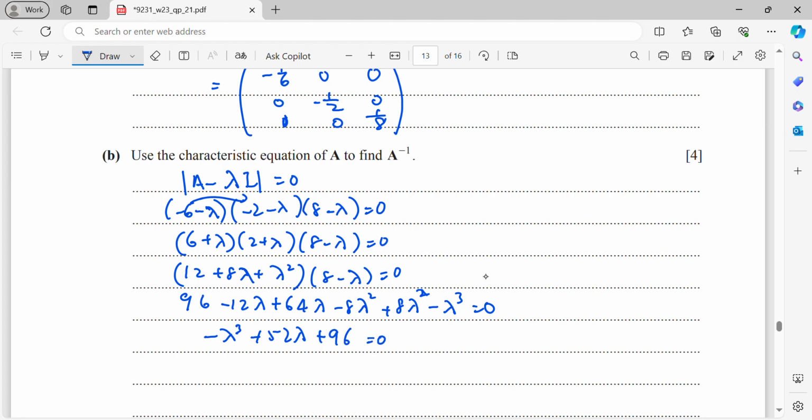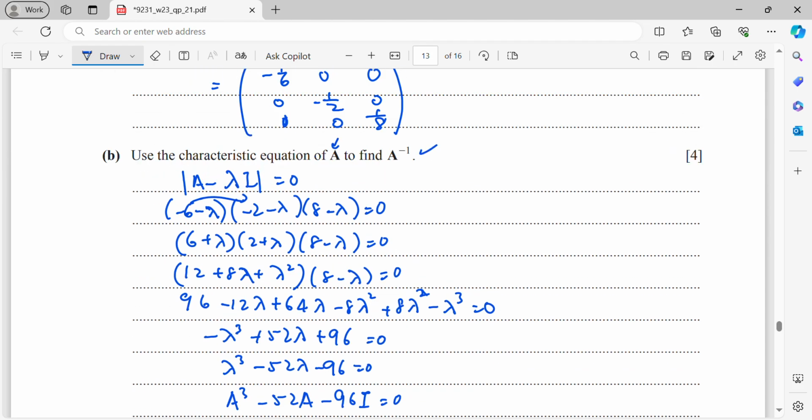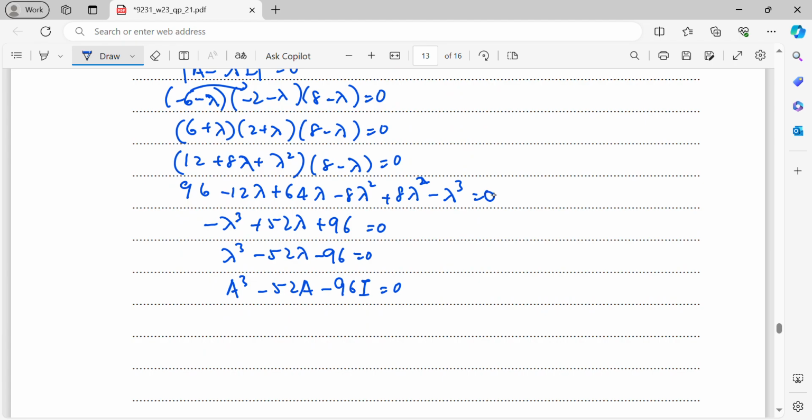Okay, now I can just multiply the whole equation by -1. You will get lambda cubed minus 52 lambda minus 96 equals 0. And now we need to get A, so just replace the lambda by A. That is A cubed minus 52A minus 96I, where I is the identity matrix. Right, now from here to get A inverse, you multiply the whole equation by A inverse first. So it means that now I will get A squared minus 52I. Okay, or probably I just show you step by step.